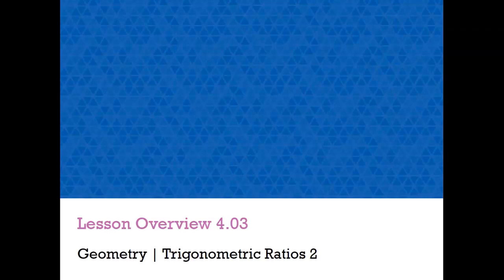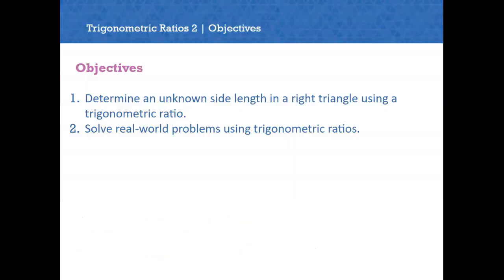Welcome to the lesson overview 4.03 Trigonometric Ratios Part 2. In this lesson, we're going to determine the unknown side lengths in a right triangle using the trigonometric ratios that we learned in our previous lesson.